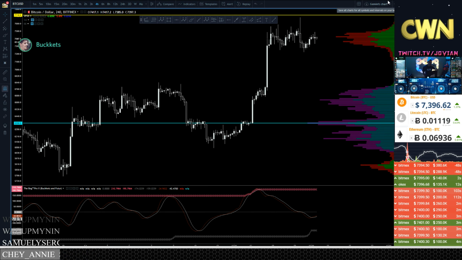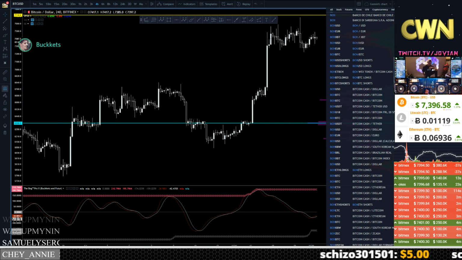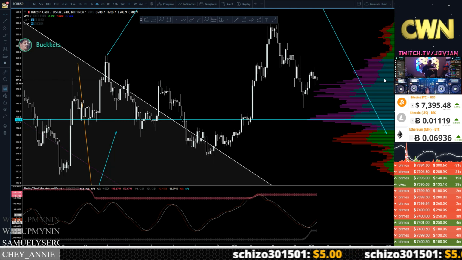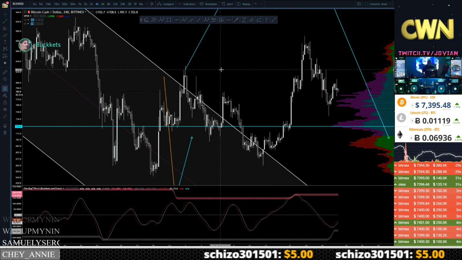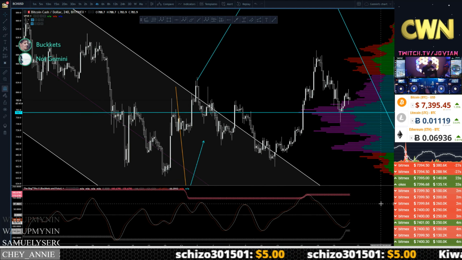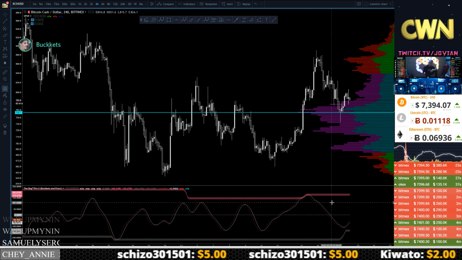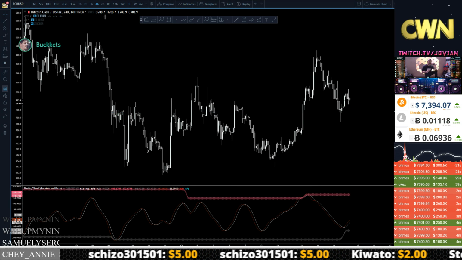Hold on, I'm going to get rid of the join noise. Okay. Cool. So the first thing I'm going to do, I actually like the Bitcoin Cash chart a little bit better. It's a little bit easier to play with. You can wipe everything. Okay. Get rid of VPVR for now.